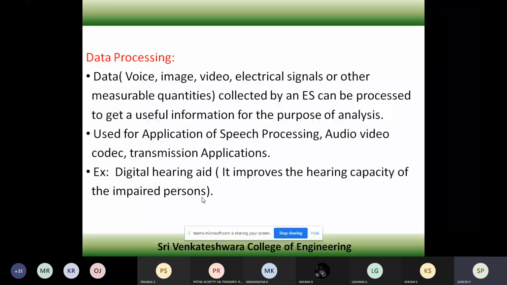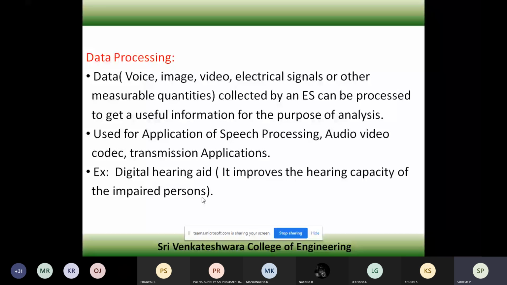The data you are going to have may be an image, or it may be audio, or it may be speech. That's live information. The example is a digital hearing aid. In the digital hearing aid, what is it going to do? It is going to improve the hearing capacity of the impaired person. That's what it does.